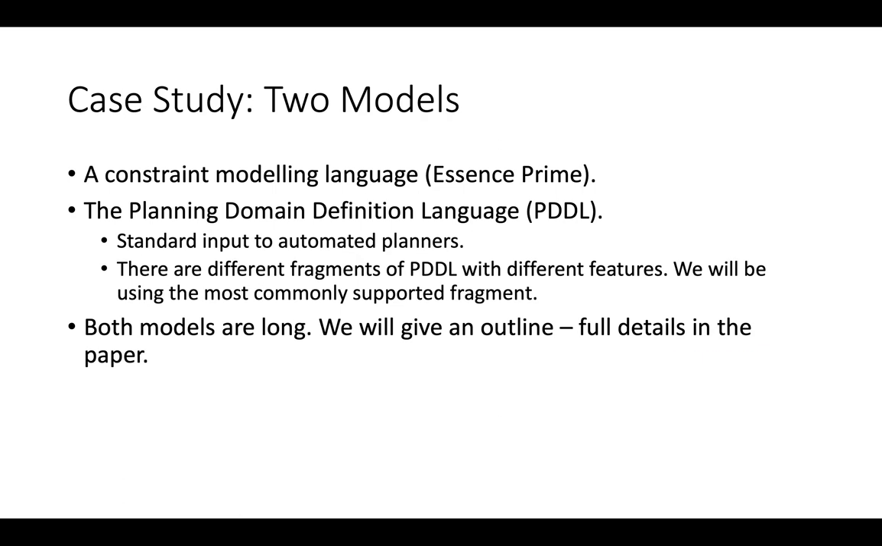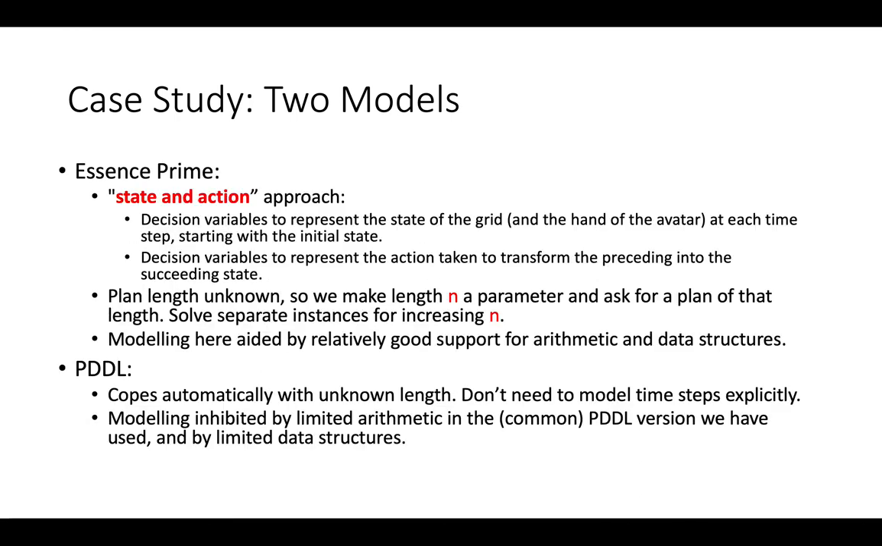And we're going to try and model this in two ways. Firstly, with a constraint modeling language, Essence Prime, and secondly with the Planning Domain Definition Language, otherwise known as PDDL. This is the standard input to automated planners, but there are different fragments of PDDL with different features, and we're going to adopt the one which is most commonly supported. Now, both of these models are quite long. We will give an outline. The full details, of course, are in the paper.